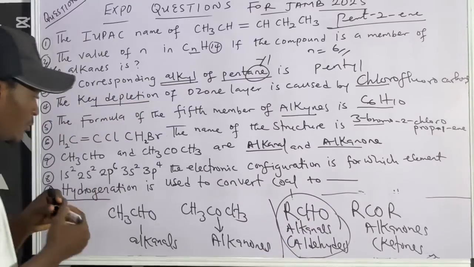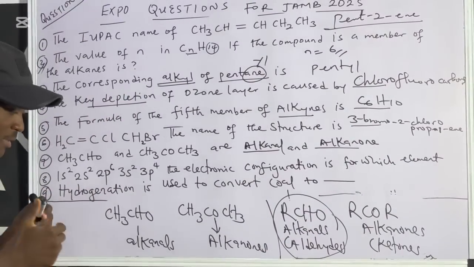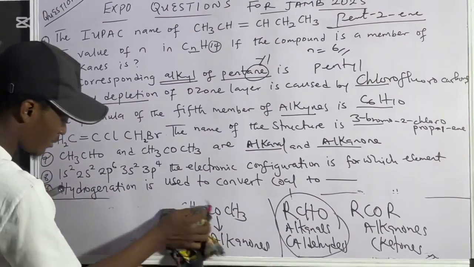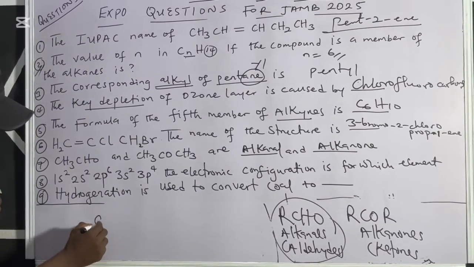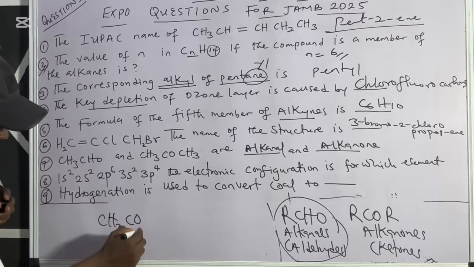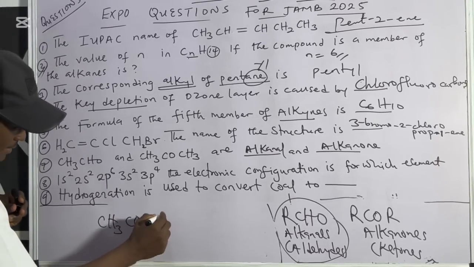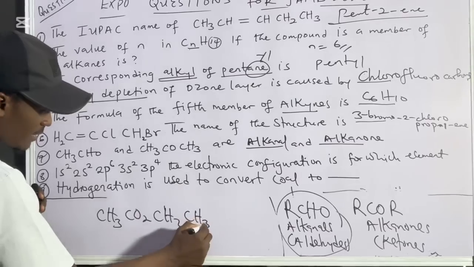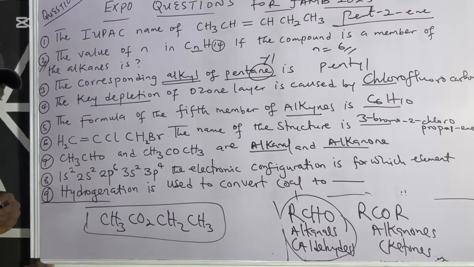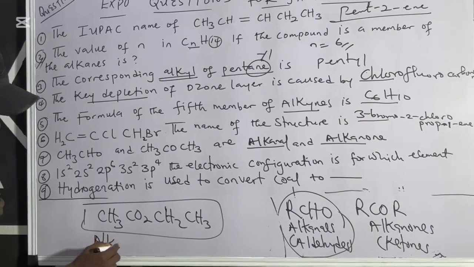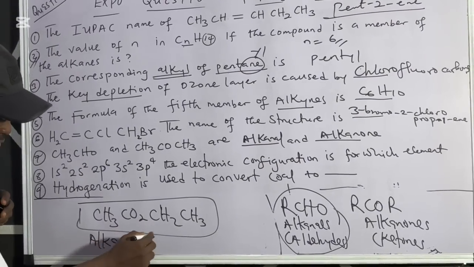Alkanone. So take note of that. Even when you come across, there was actually a question I stumbled on, and the question was written in this form: CH3CO2CH2CH3. Now, this is a member of what family? It is a member of the alkanoates. If you have watched my video lesson on alkanoates, you are not supposed to fail this question.